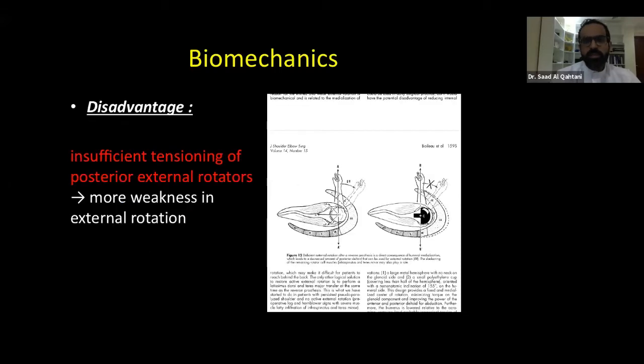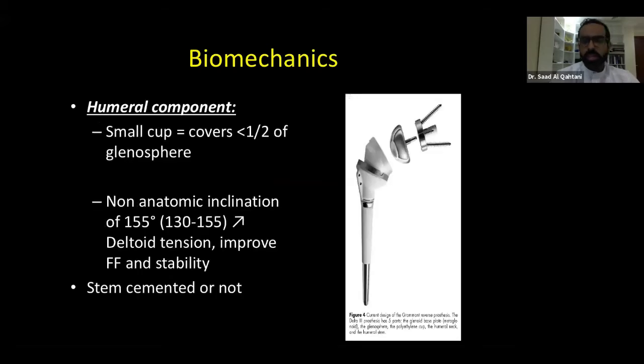What was the disadvantage of the Grammont or the conventional arthroplasty? There is insufficient tensioning of the posterior external rotators, which makes the function a bit weak, or gives a weak external rotation after these conventional arthroplasties. Regarding his humeral component, it was a small cup which covered about half of the glenosphere. His neck-shaft angle was non-anatomical, about 155, which will increase the deltoid tension and improve forward flexion and stability.